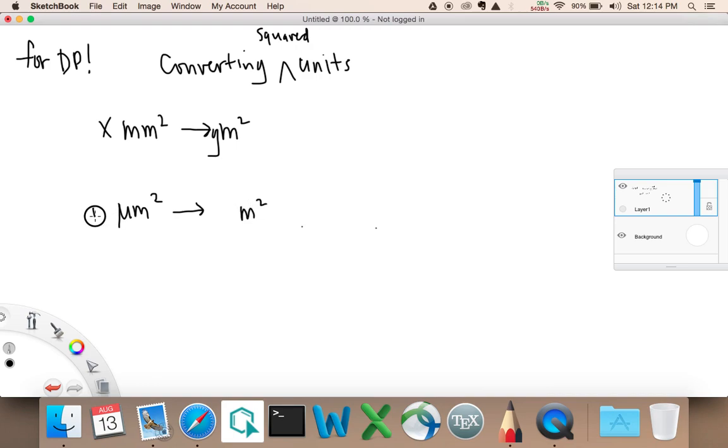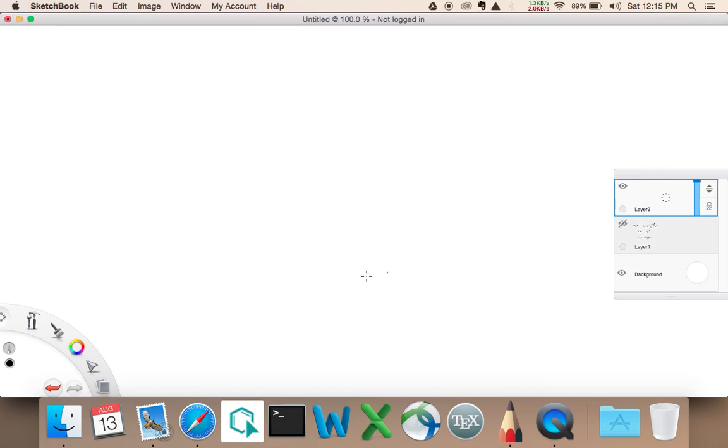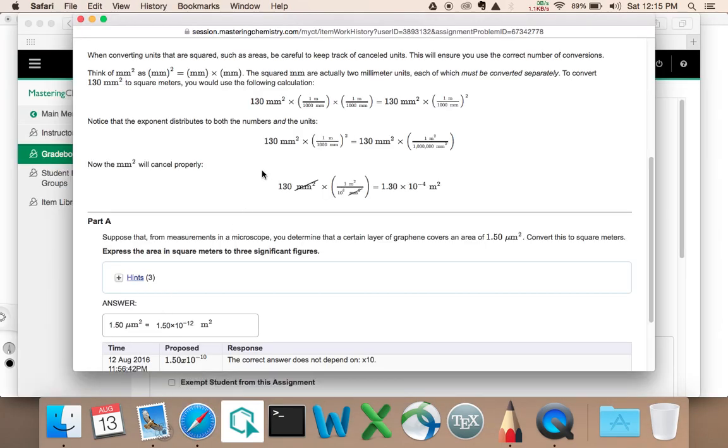So suppose I have n square micrometers. That's kind of a weird unit, right? How many square meters am I going to have? That's what this question's about. Let's come back over here and look at the question. With 130 square millimeters, how many square meters am I going to have?